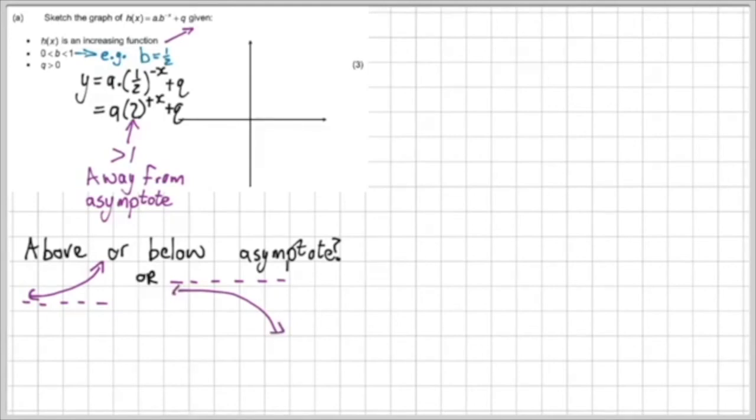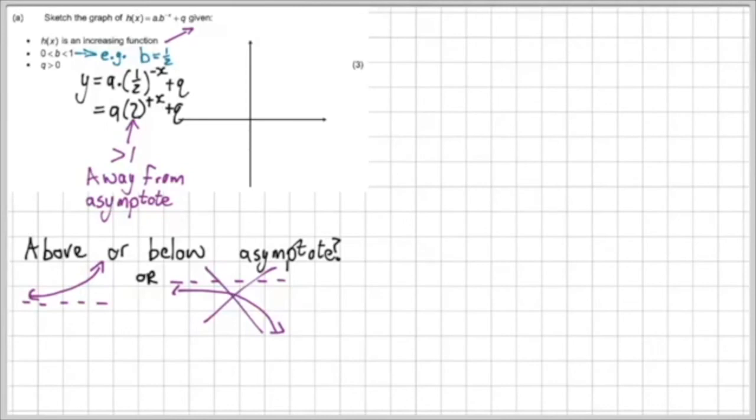But now I've got to remember, what did they tell me about the function? They told me the function is increasing. In other words, it cannot be decreasing, and therefore our second option is out of the window.